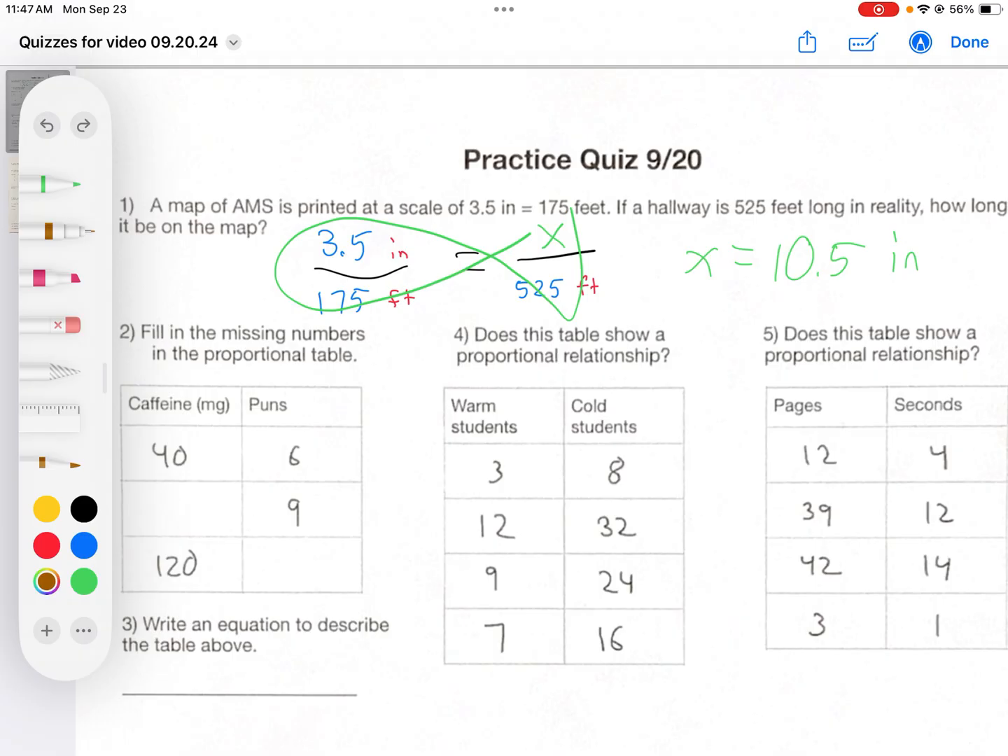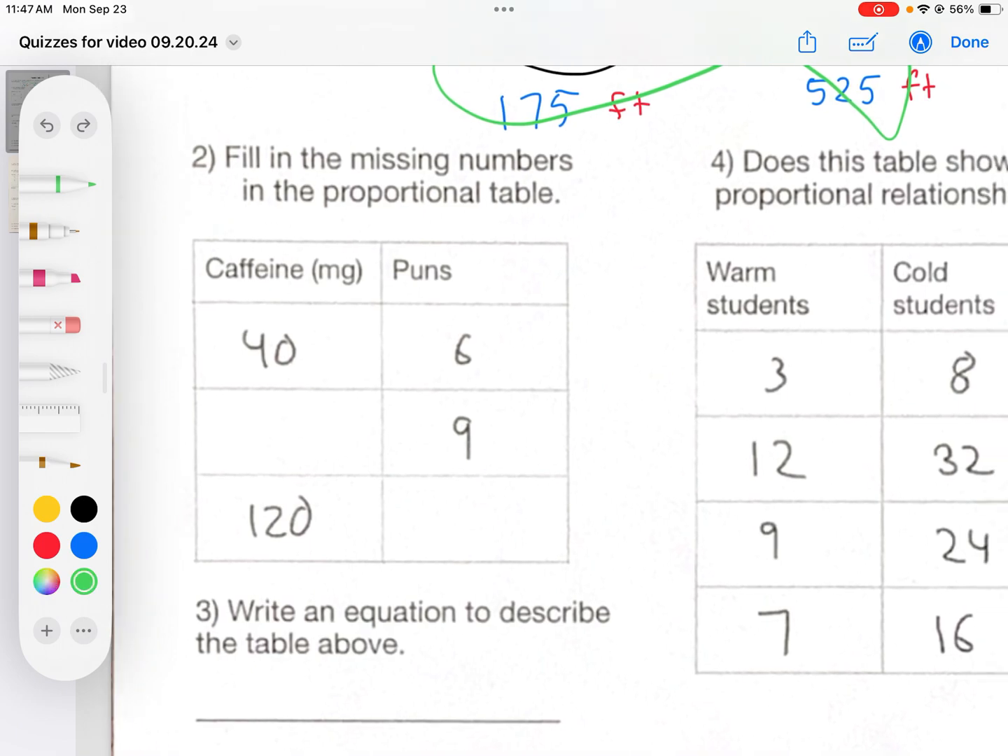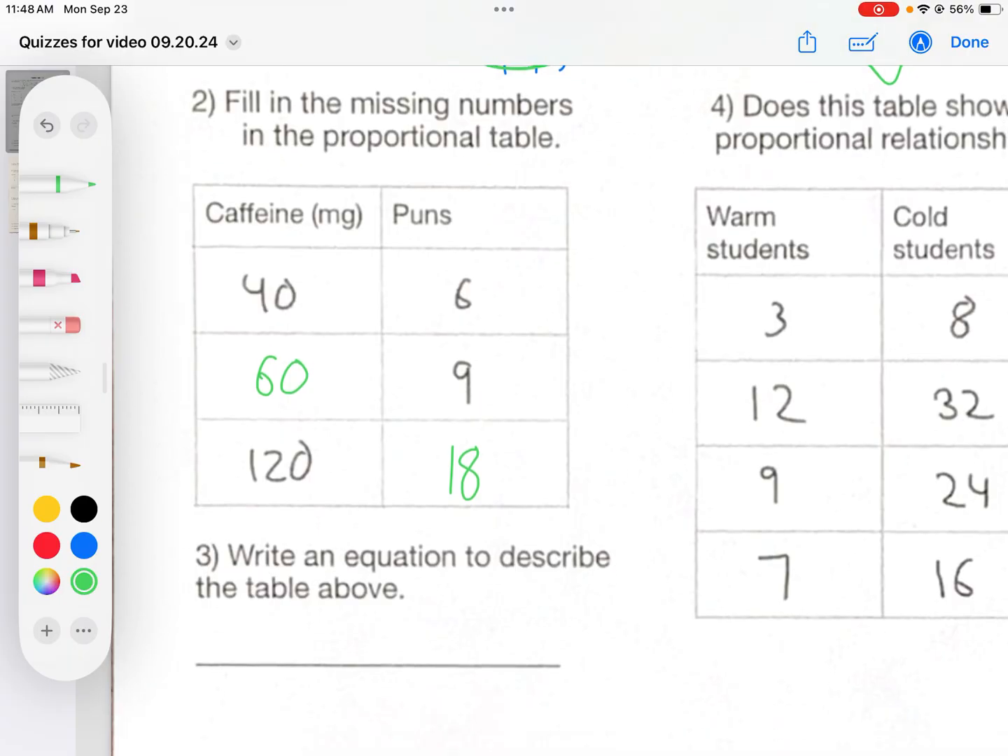Number two, you're supposed to fill the missing numbers in the proportional table. So for this, we can go ahead and use the fish method. 40 times 9 divided by 6 is 60. And then we can use the fish method again. 9 times 120 divided by 60 is going to be 18. So those are your two numbers in that table. We got both of them using the fish method. There were other good ways to do that, but fish method is going to work every single time you know three numbers in a little 2x2 square and need to find a fourth.